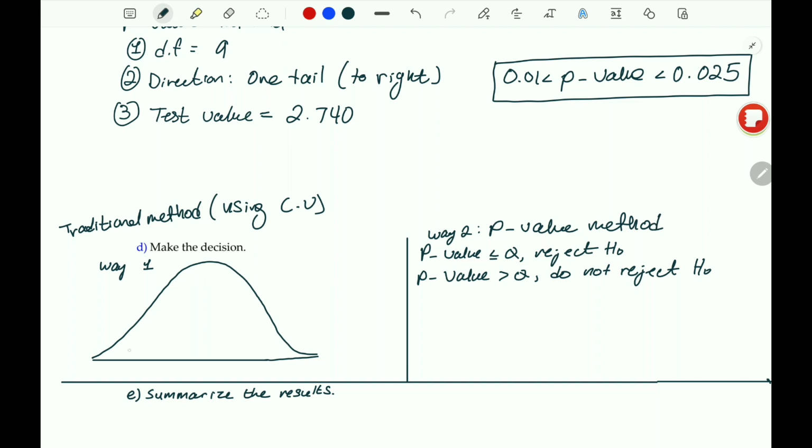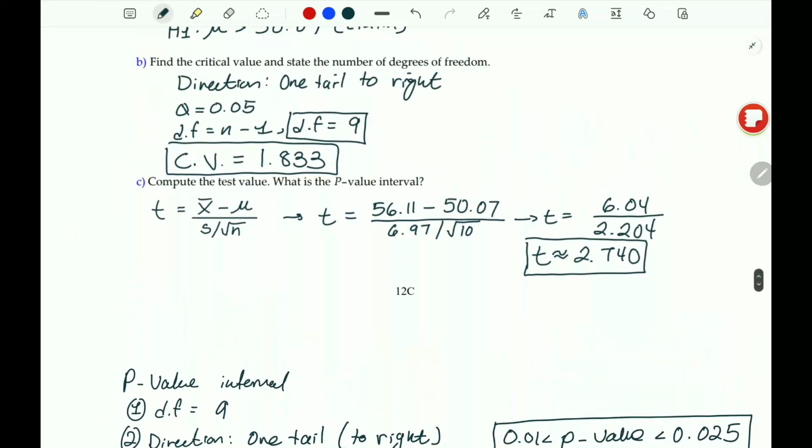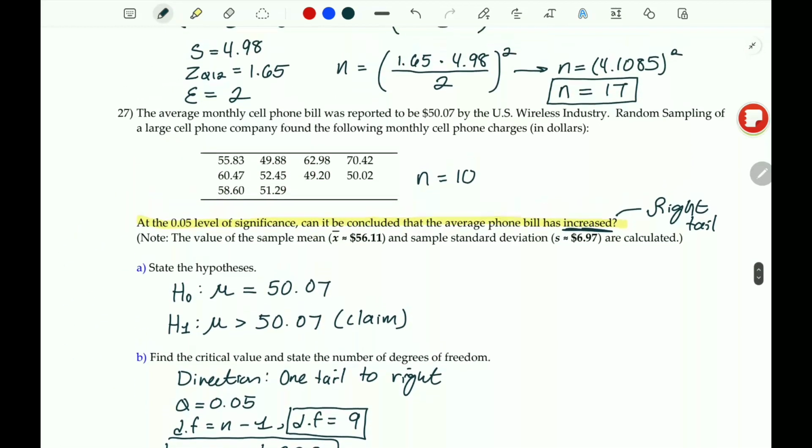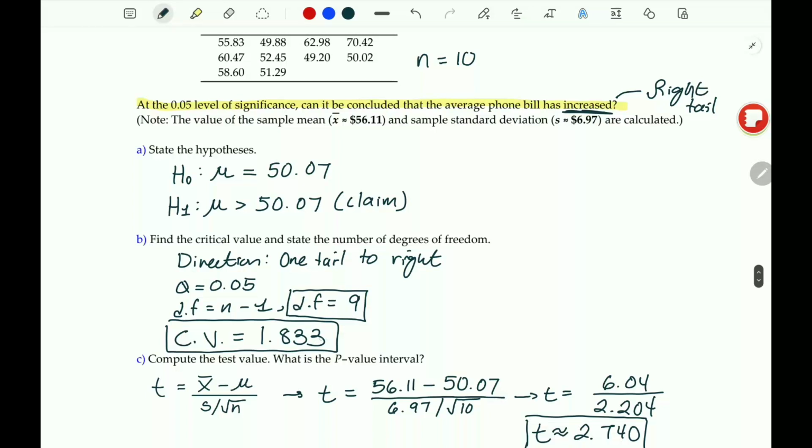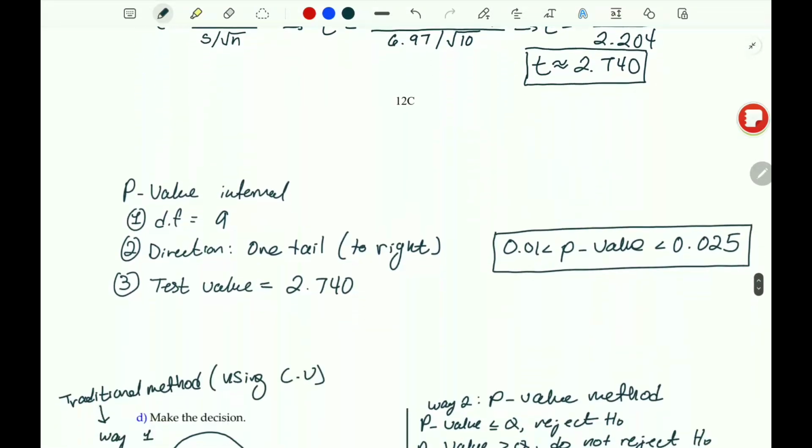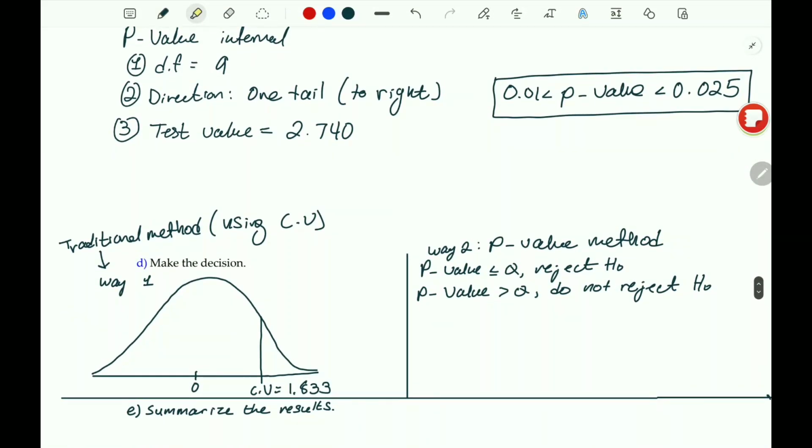For way number 1, you must draw the bell-shaped curve and then put 0 in the middle. Place the critical value on the bell-shaped curve. The critical value in this question, CV, was positive 1.833. You can go back to step number 2. Here it is, 1.833. And because this is a right tail test, shade into the right side of the curve.